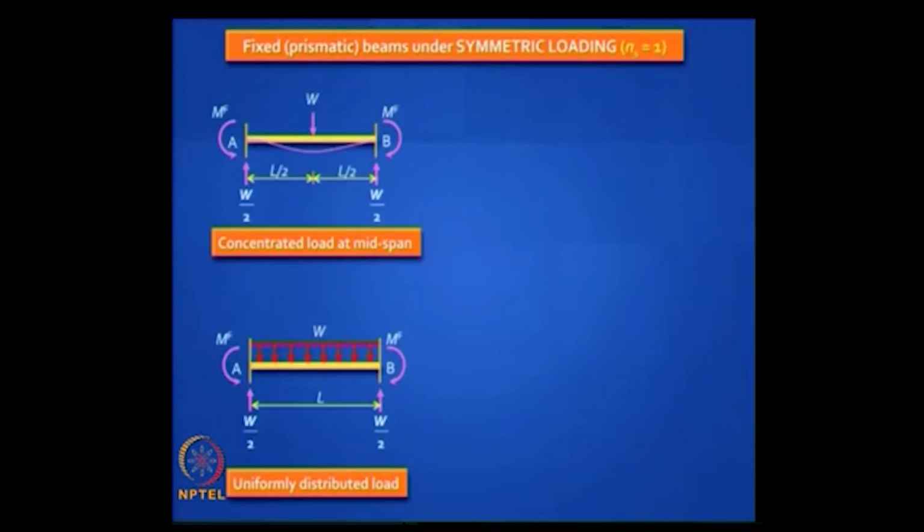So let us look at those special cases where you have symmetric loading. I show you here two pictures of symmetric loading. The first is a standard concentrated load W acting at midspan, and the second is a uniformly distributed load of total magnitude W acting at the midspan. The support reactions are W by 2, and the two fixed end moments at the ends will be actually equal and opposite to each other. So we can call it just MF instead of MFAB and MFBA.